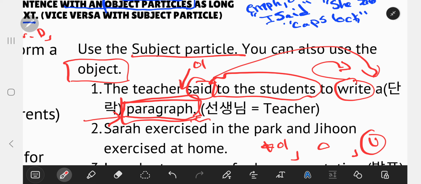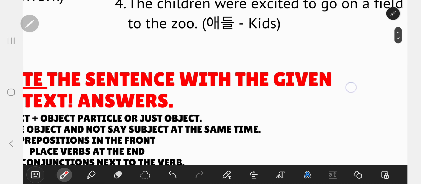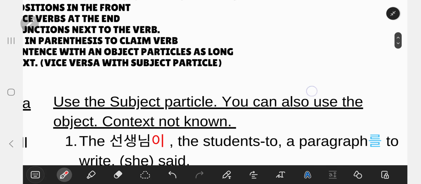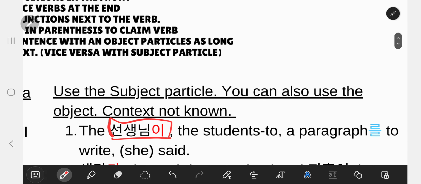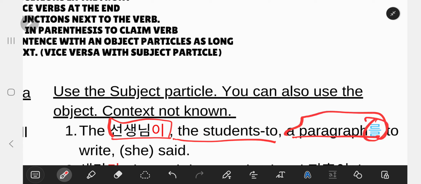So do we need to put the object particle there? No, we don't. But if I want to stress that paragraph, or caps lock it, because somebody didn't hear me the first time, or I just want to scream at them, then maybe I will put the object particle there. But do I need to? No. So what is the answer for this one? It'll be the 선생님이, because the 선생님 or teacher is the subject. The students, a paragraph right here. Did I need to put it again? No, I didn't. But I just wanted to put it there just for you guys. To write, she said. And that will be how you do it.